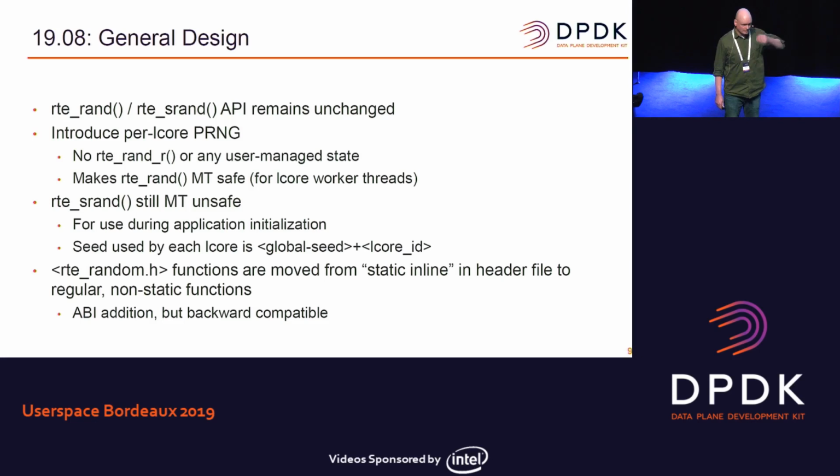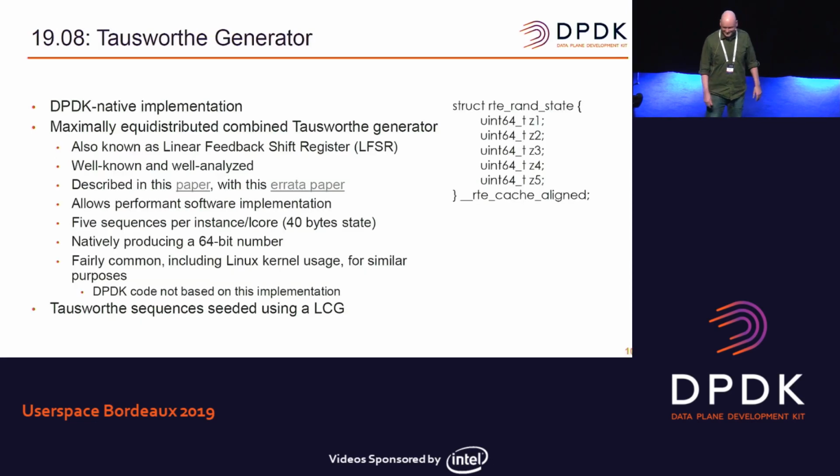And in the process, I also removed this static inline. I think static inline is actually overused in DPDK by a large degree, and there was no reason for having that. So that's actually a change. Technically, it's a change or extension of the ABI, but it's both ABI and source level compatible. So I hope it doesn't break anything.